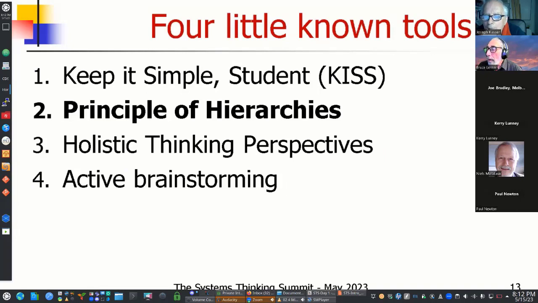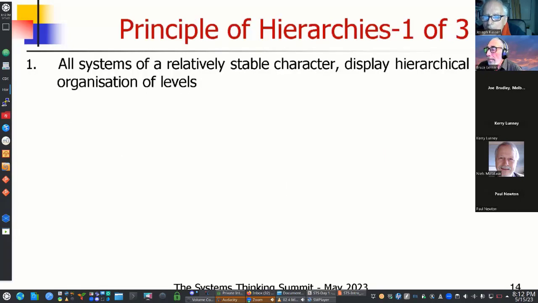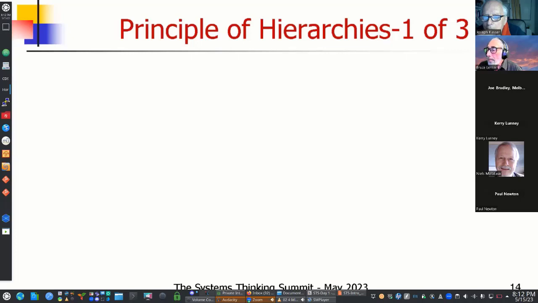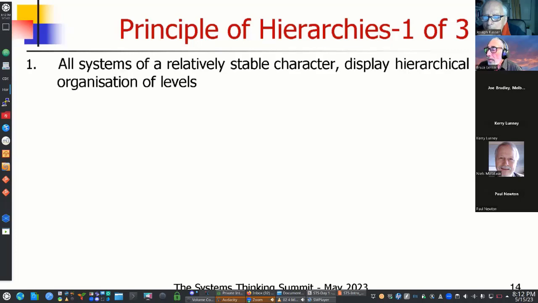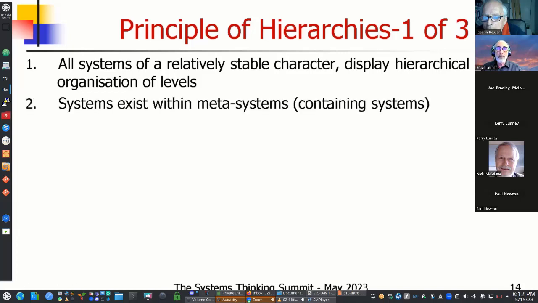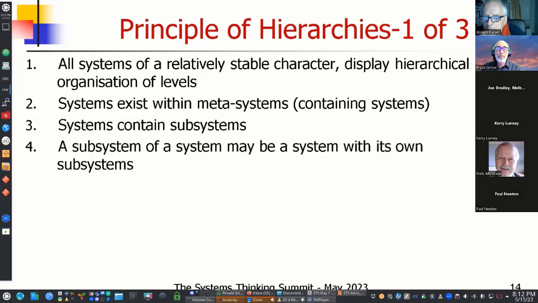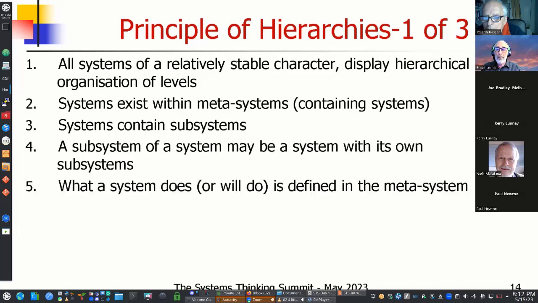Principle of hierarchies. I'm just giving you an introduction to it. There's a lot more detail involved. The principle of hierarchies can be summarized as follows. All systems of relatively stable character display hierarchical organization of levels. Some exist within metasystems or containing systems. Systems contain subsystems. A subsystem of a system may be a system with its own subsystems.